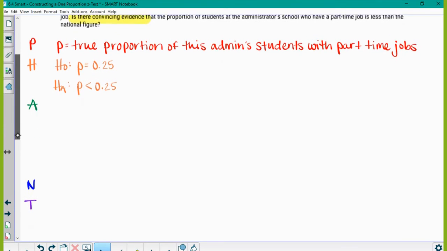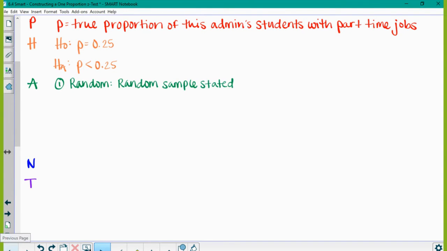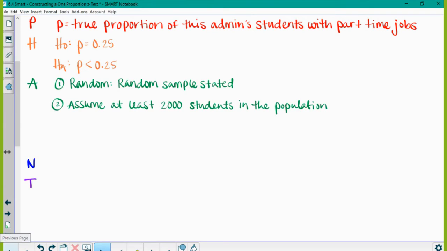Now, the assumptions, you should be very familiar with at this point because we've done it a million times. First thing we do is check, is it random? We have random sample stated. Took a random sample of 200 students. Second thing would be our 10% condition. We can assume that there's at least 2,000 students in the population because she sampled 200. Take 200, multiply it by 10 to give us 2,000.